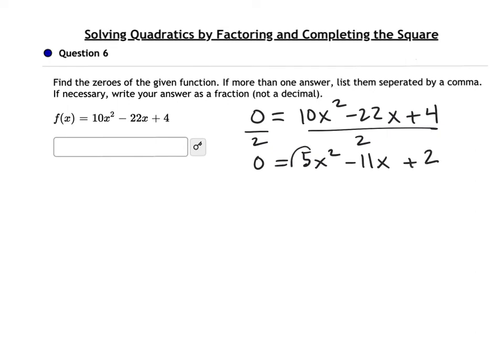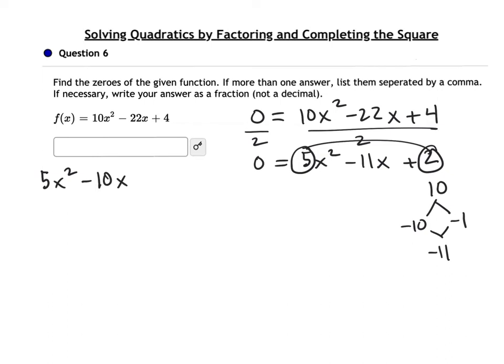Let's see if this factors. I'll take the 5 and the 2 and multiply them, and I get 10. Are there any factors of 10 that add to negative 11? Negative 10 and negative 1. Negative 10 times negative 1 is positive 10, and negative 10 plus negative 1 is negative 11. Let's rewrite the middle term. 5x squared, I'm going to put the 10 next because it goes with the 5 nicely, minus 10x minus 1x plus 2. Notice that negative 10 plus negative 1 is negative 11.